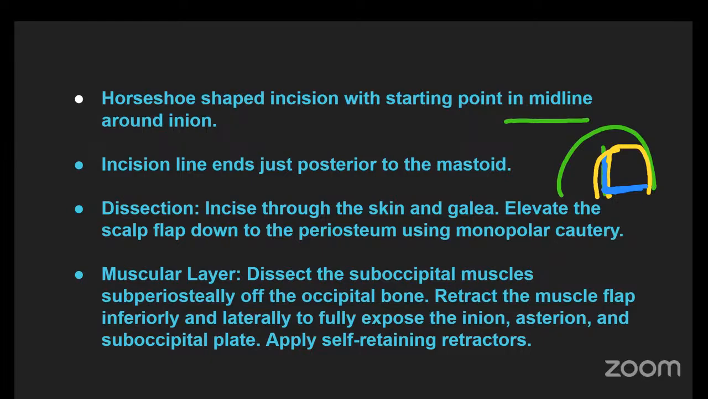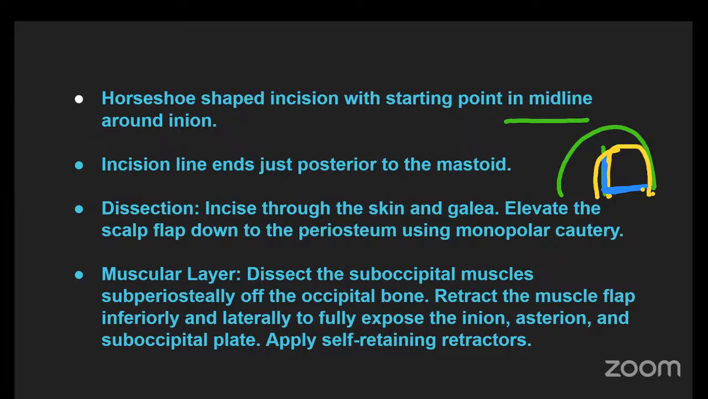That would be very different. Let me change the color. So the incision starts around the midline. Let's stick to that. Inion is the starting point. Mastoid on this side is the closure here. Then we retract the flap downwards.